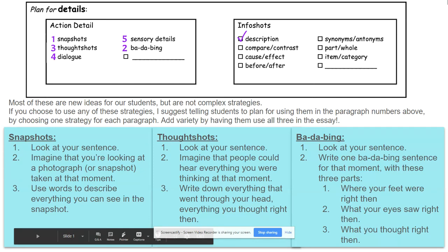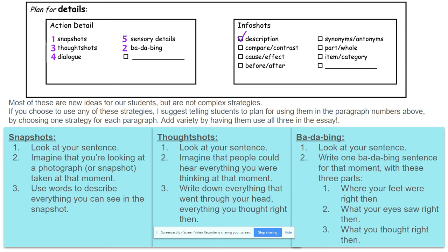Good morning, students. Today we are going to work on developing our kernel statements from yesterday into paragraphs for our narrative essay. By the end of class today, you will have developed 4 kernel sentences into 4 paragraphs using certain writing techniques. Let's get started.